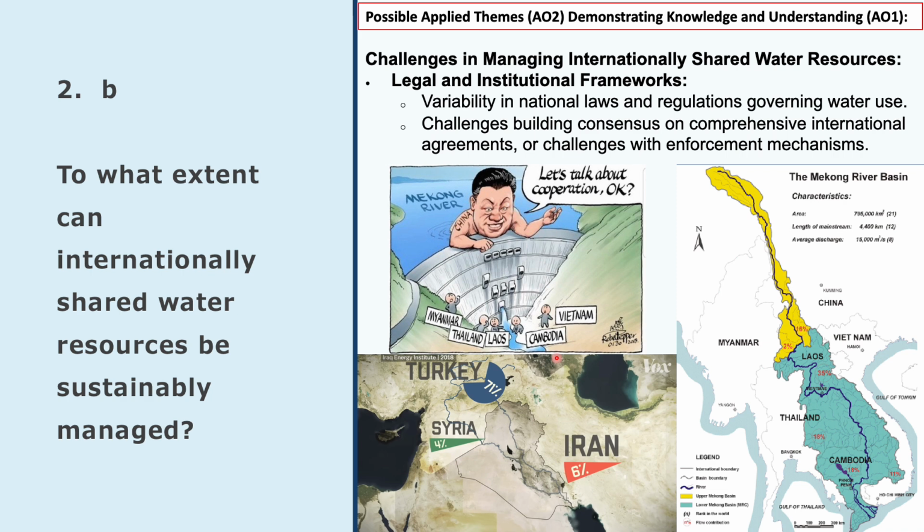And so there's some international mechanism by which these countries can come together, and that's the Mekong River Commission. And we see that depicted here in this cartoon of this Chinese dam holding back a lot of water for the rest of the Southeast Asian countries of the Mekong River. And it might be difficult to build consensus on and agreements surrounding different issues in the river. And it might be difficult, even if these international frameworks are set up, to actually enforce what they actually decide.